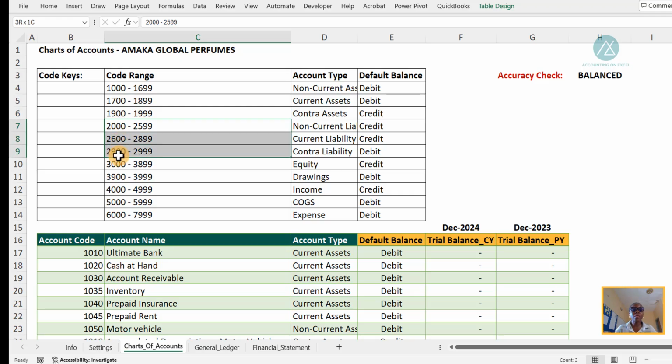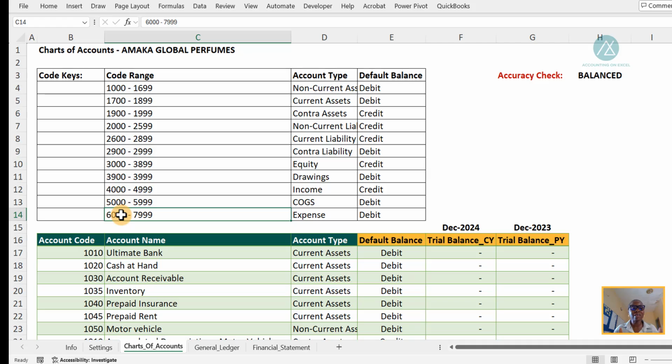Then when you come to two, all the liabilities, whether current or non-current, long-term, short-term liability, contra liability, all fall in the two range. Equity falls in the three range: everything under equity, equity drawing, retained earnings. Then you have your four. 4,000 is for income, all things related to income. Then 5,000 is cost of goods sold, and 6,000 through to 7,000 is expenses.